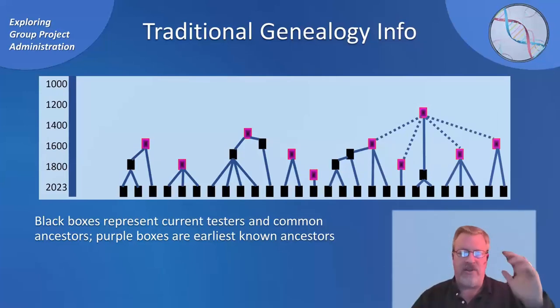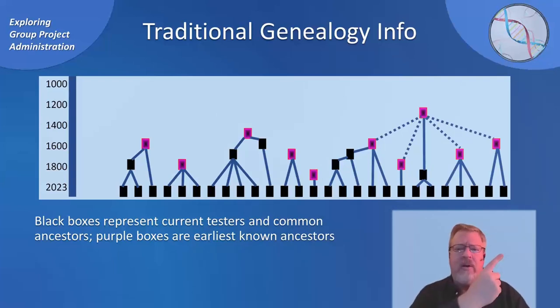I've collected it all. I've asked all of my testers to give me what they know. And so, simplified, I've got this structure where each of the testers has some knowledge going back in time. The black boxes are the connecting ancestors where they share an ancestor with someone else. And the purple boxes are the earliest known ancestors. That's essentially their brick walls on their patrilineal lines.